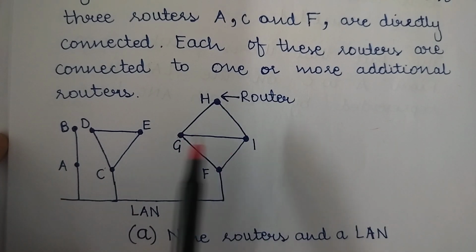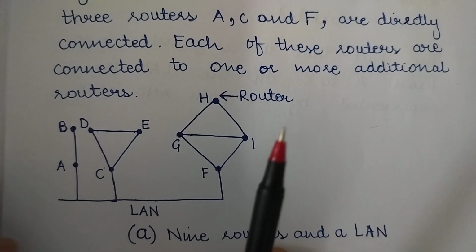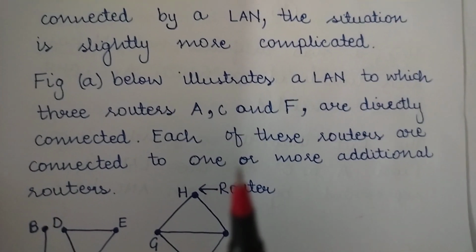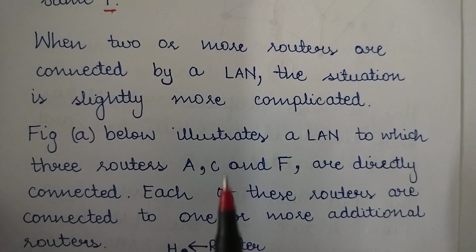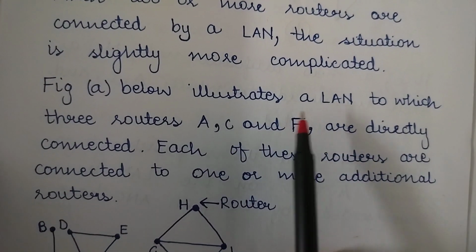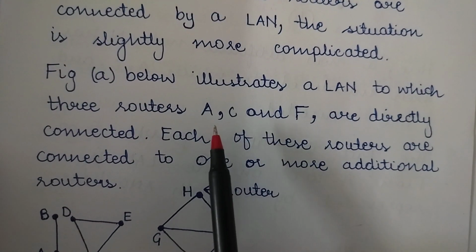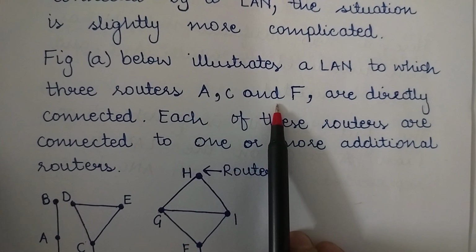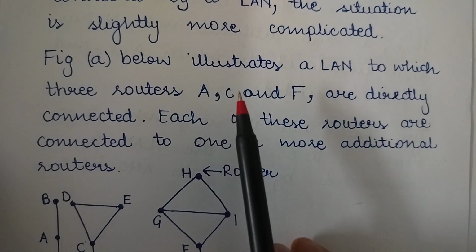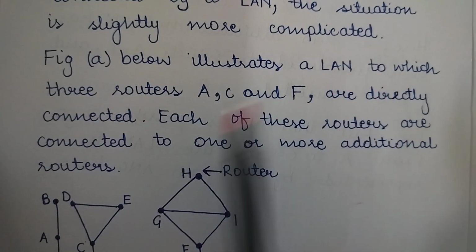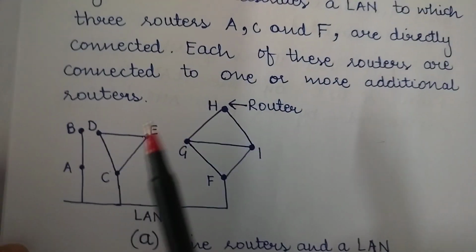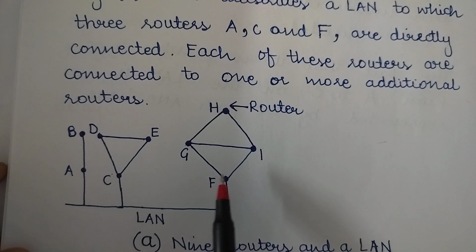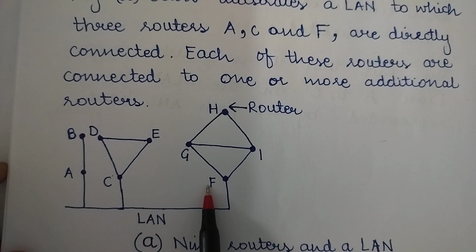So from A to Y, there are a total of how many routers? There are 9 routers. And how are they all connected? They are connected through a LAN, that is a local area network. Now there is a LAN to which all 3 routers, A, C and F, are connected. So the figure illustrates that there is a LAN to which these 3 routers, A, C and F, are connected.